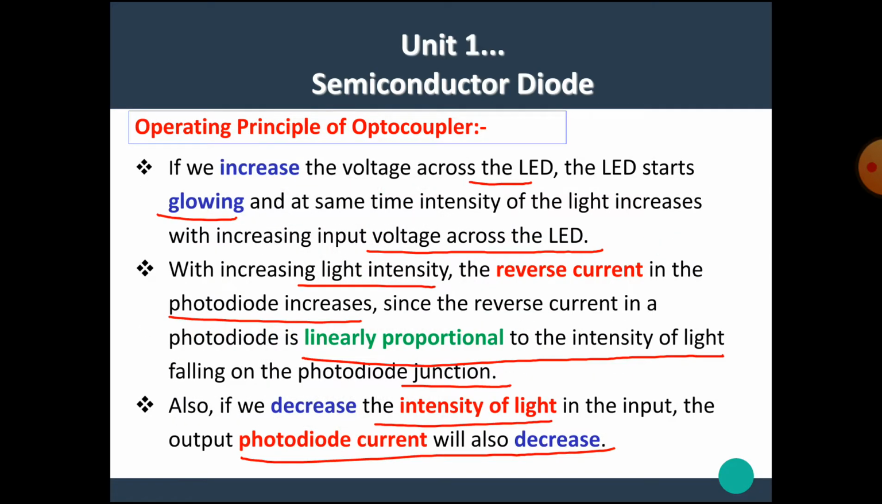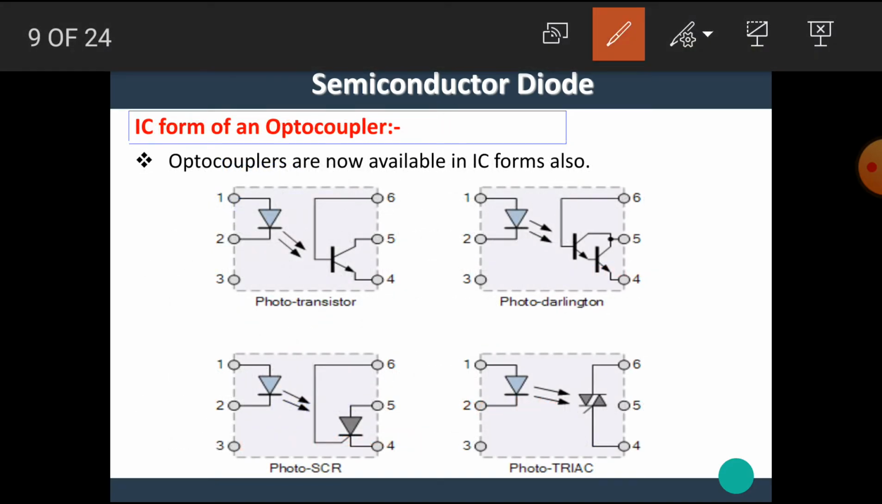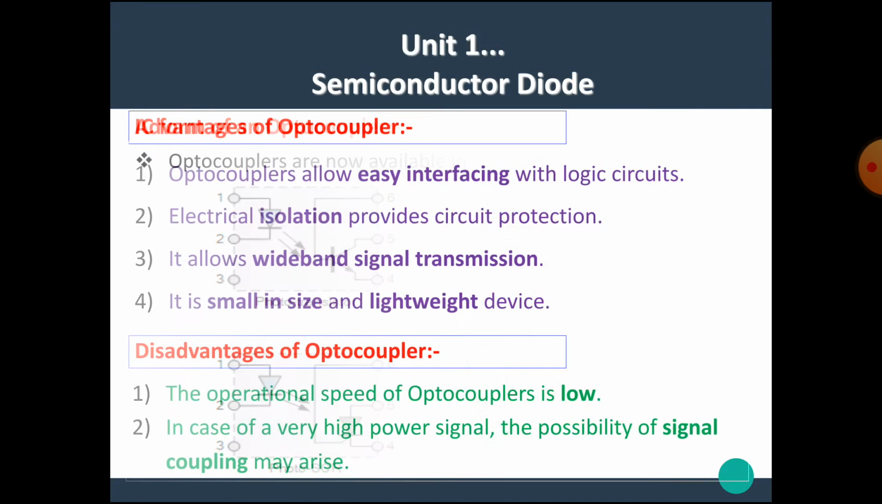Now, let's see our next point. Nowadays, optocouplers are available in various IC forms. Some forms of the optocoupler are given here. Let's see. This is the phototransistor optocoupler, photo Darlington optocoupler, photo SCR optocoupler, photo triac optocoupler, etc.